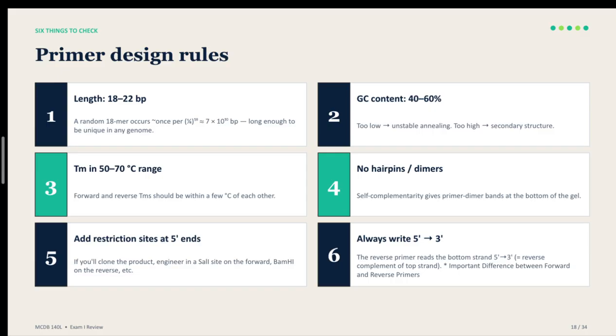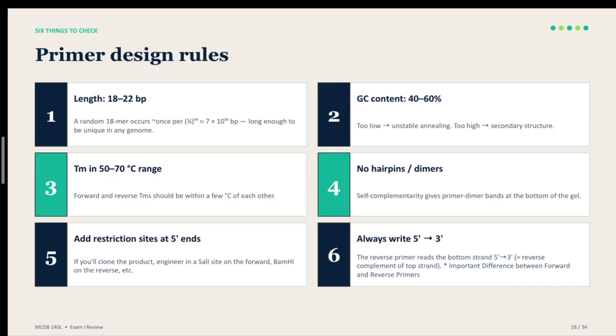Rules 5 and 6 are, again, pretty important. You need to engineer restriction sites on the 5' ends. Actual annealing will happen with the gene-specific 3' part, and the 5' restriction site will dangle until the cut. That's basically how we add Sal I to the forward primer and BamHI to the reverse for the ADH3 cloning. And then always go from 5' to 3', okay? This is very, very important.